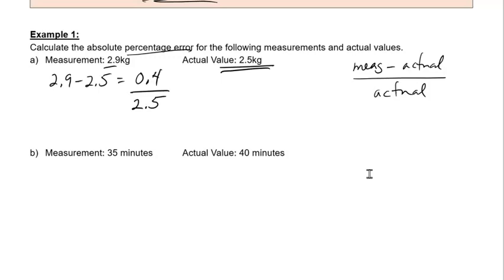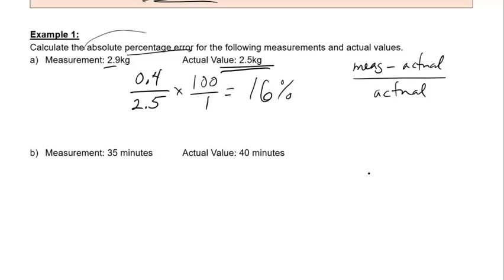And so what are we going to do then? We've got our difference, and we're going to make that into a percentage, and we all know how to do that: we multiply it by 100, which as a fraction is 100 over 1. So we can use our calculator to do this, and that will arrive at 16%. That is the absolute percentage error based on the difference between those two values, measurement and actual, out of the actual value.